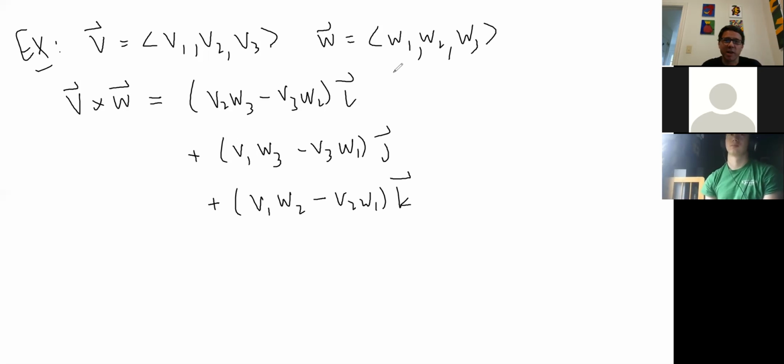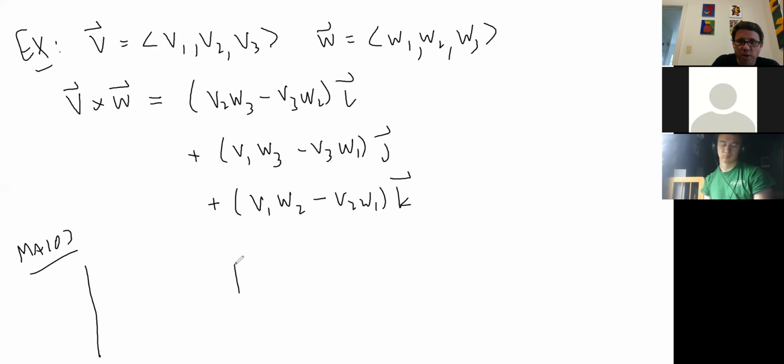And this all just comes out from the properties on the previous page, plus the distributive property, plus making sure I get the minuses all in the right place. And it's kind of a nightmare. Now, in Math 103, some of these things kind of look familiar. So I've got v2 and w3, and then I have v3 and w2, and they're subtracted.